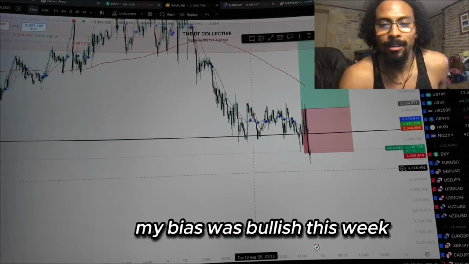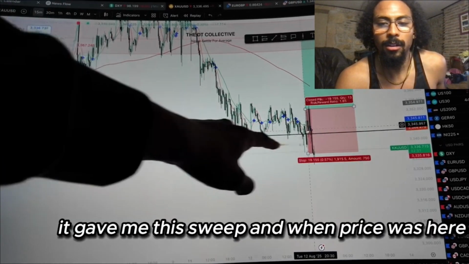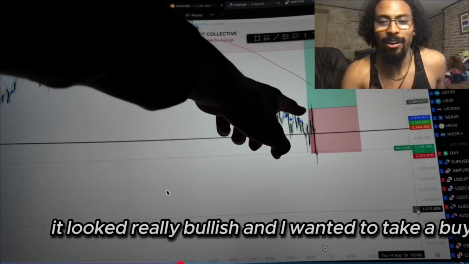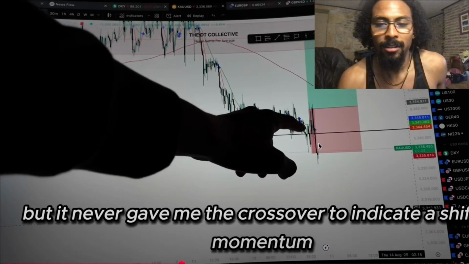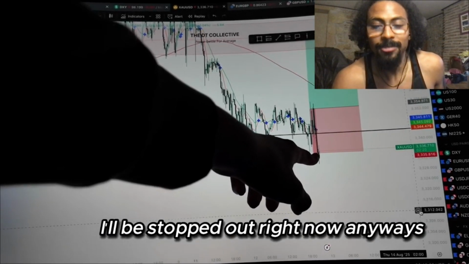For gold, my bias was bullish this week, but I would expect a sweep first. Just now, after CPI was released, it gave me this sweep, and when price was here, it looked really bullish, and I see, he's smart. Like wanted to take a buy. He was bullish, but CPI went up first. It's good that he waited because he would have got stopped out. But it never gave me the crossover to indicate a shift of momentum, so I stayed out of the trade, and thank God, because if not, I'll be stopped out right now.